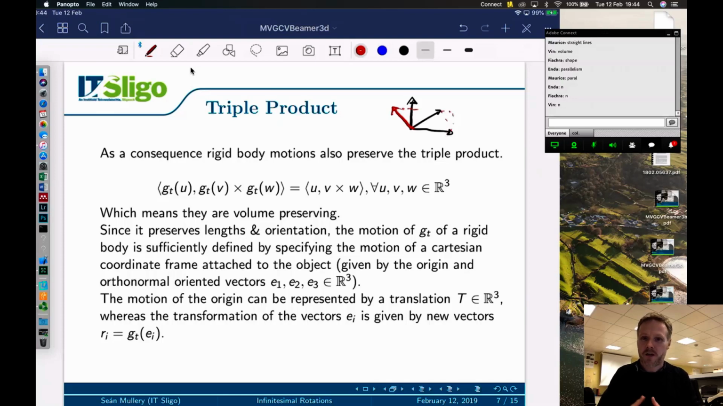So the motion of the origin can be represented by a translation t in R3, whereas the transformation of the vectors ei is given by new vectors which are basically rotated around. That turns out to be useful later on. What we're basically saying is that any rotation, rather than rotating around x, y and z, we can just move a vector to another position whereby we just rotate around one axis. As long as that axis is some combination of the three, there will always be an axis around which we can rotate that will show us the three rotations together.